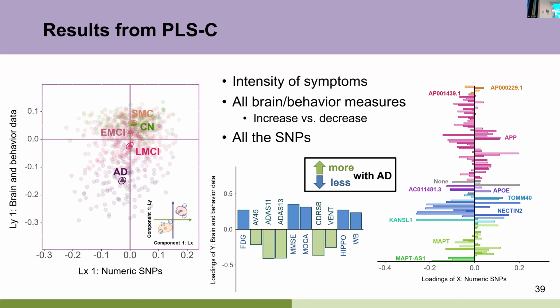So the higher you are in your loadings here, the more positive, it means the more severe you are in AD. The less severe you are in AD, that means people that have these genes are more protective. And the people that have these genes are more risky. Alzheimer's people are more likely to have these genes than these genes.